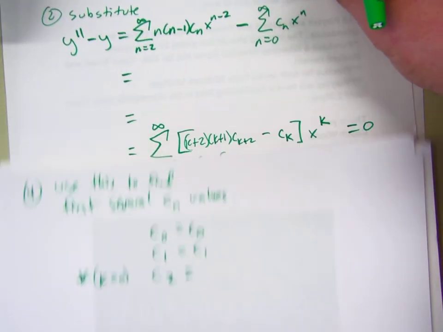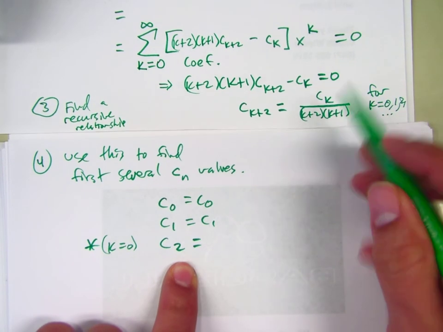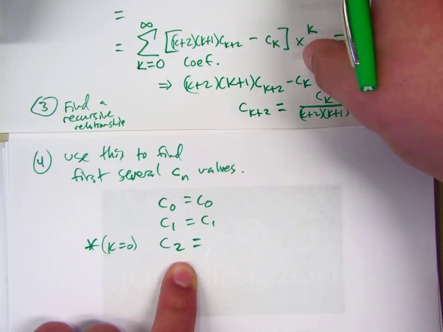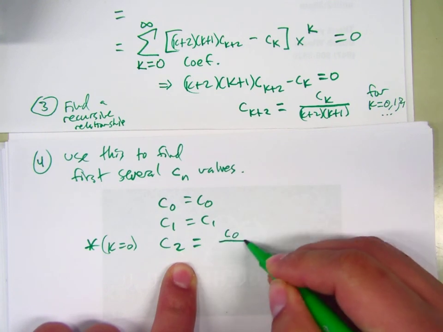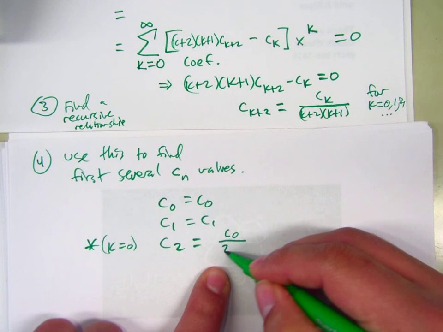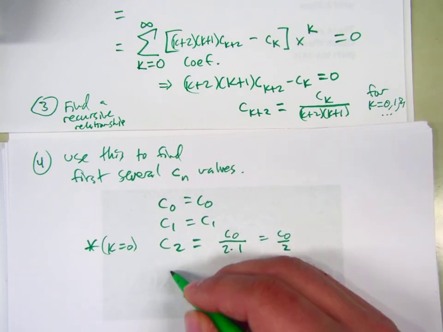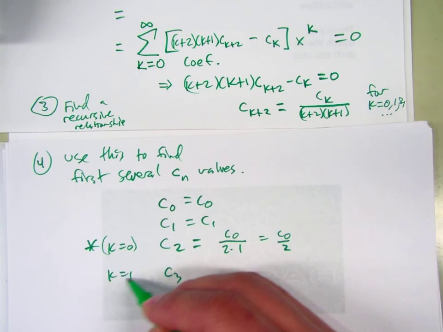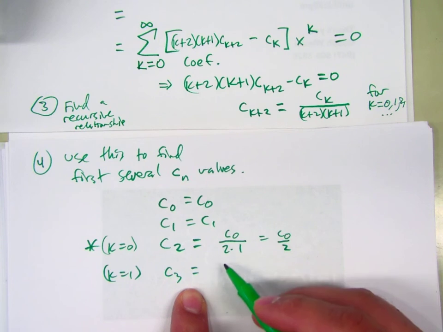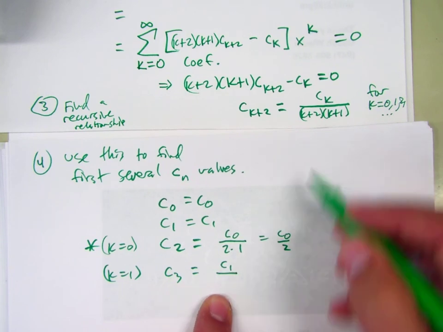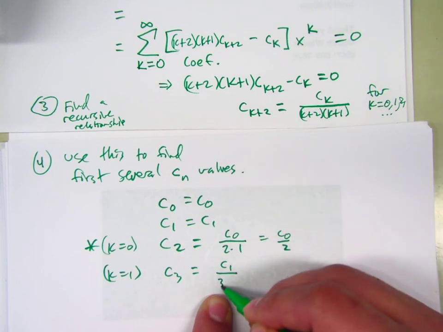Okay, so using this relationship right there, when k equals 0, plug that in. What do we get for that first coefficient? It'll be c sub 0 over 2 times 1, or just c0 over 2. Let's go to the third one. Plug in the third one. We get c sub 1 over, and these are just going to increase by 1 each time. You guys see that, right? So this will be 3 times 2, which is 6.